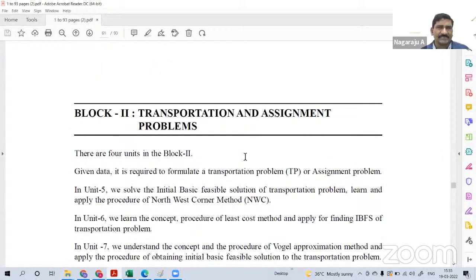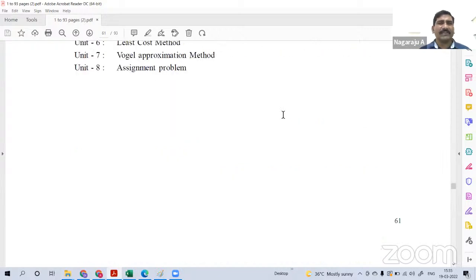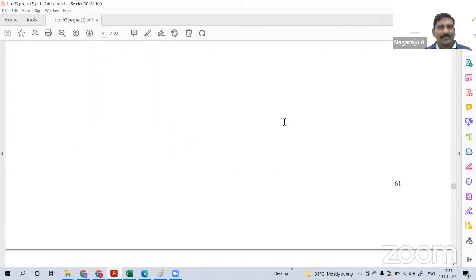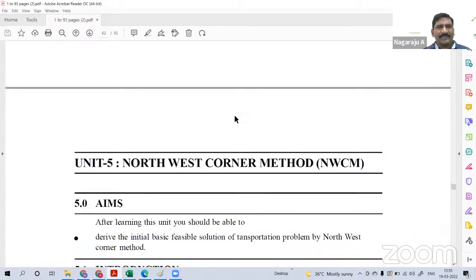Now in this concept, I will discuss block 2: the northwest corner method, the least cost method, and Vogel's approximation. Then we can go further to the assignment problem. Here particularly we have a procedure, and you can see this problem illustration.